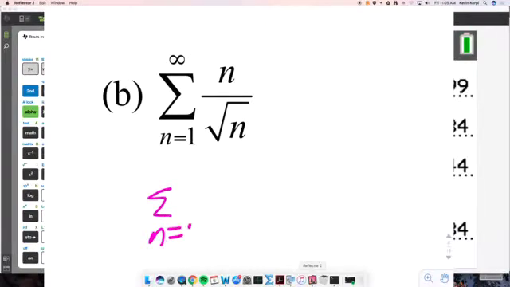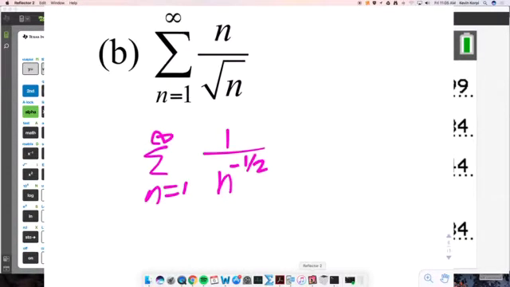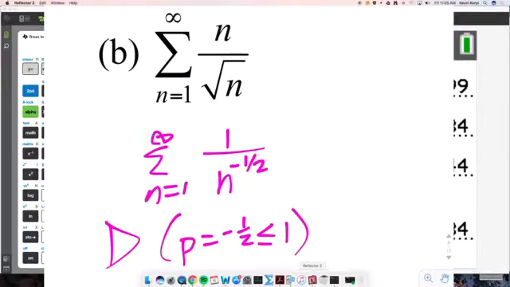Divergent. If you simplify the n's, you subtract exponents, you end up with 1 minus 1/2, which is 1/2, which when you put that in the bottom, n to the 1/2 is n to the negative 1/2. That's how you would simplify it to put it in p-series format. So this one diverges. p equals negative 1/2, which is less than or equal to 1.